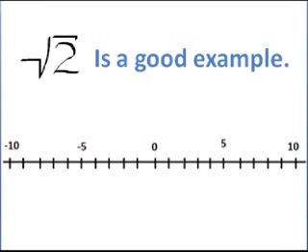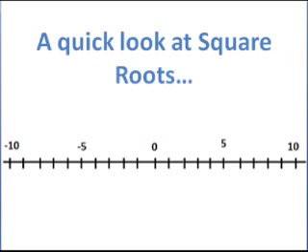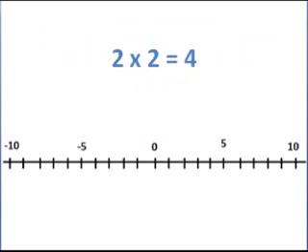Square root of 2 is another good example of an irrational number. So we'll take a look at that. But first we'll take a look at what square roots are quickly. 2 times 2, any number times itself produces a product. In this case, 2 times 2 produces the product of 4. That makes 2 the square root of 4. 3 times 3 produces the product of 9. Notice that it's 3 times 3 and 1 times 9. 3 times 3 is 9. That makes 3 the square root of 9.